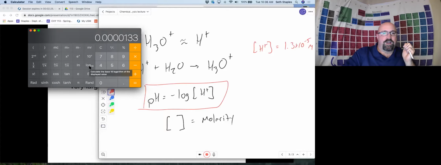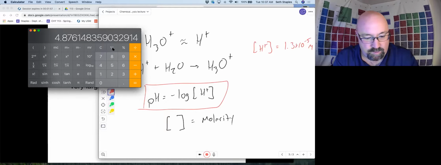Same idea if you're working with a TI calculator like this. What I would do is put this all in at once. I would go negative sign, log, 1.3 times 10 to the negative fifth. Let's see if I can get that into the camera. There we go. So I would put it in just like that. If you're using a TI calculator like this, we hit enter, and we get 4.89. Oh, I think I did 1.33 in my example up here. Sorry, same idea though. Okay. And so that's how we calculate pH.